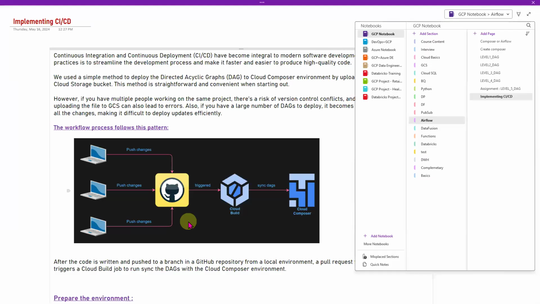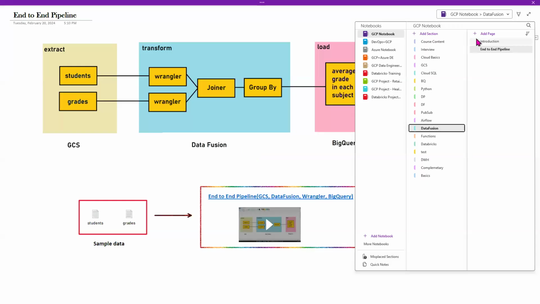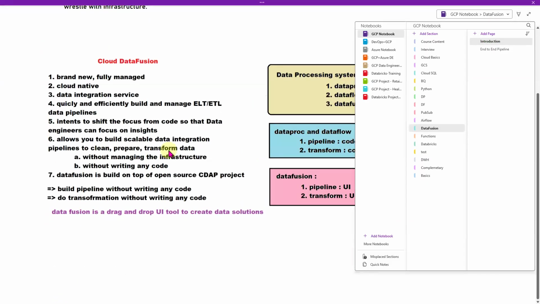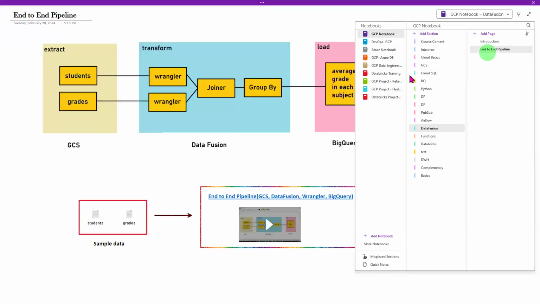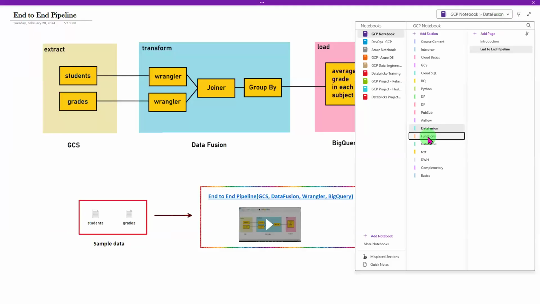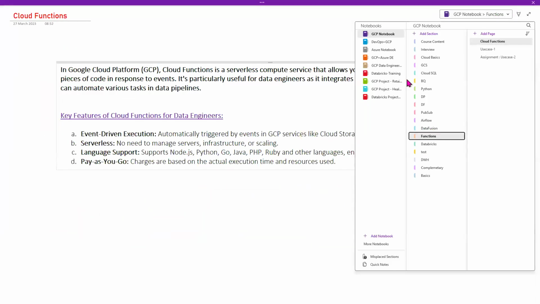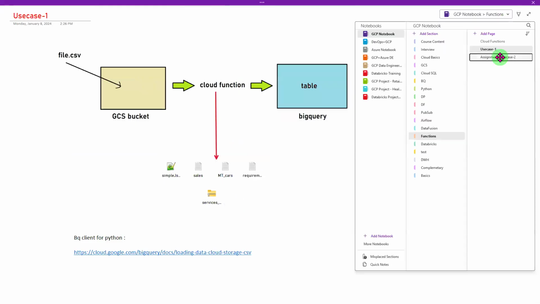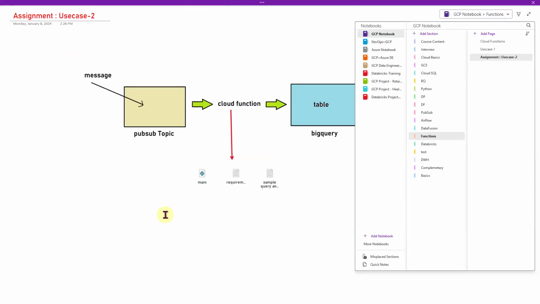Yes. And again, Data Fusion also. What is Data Fusion and how is it useful for creating a pipeline using the interface method, an end-to-end pipeline? Data Fusion is complementary. You have a video attached here. And similarly, Cloud Functions. What is a Cloud Function? The features of Cloud Functions. Use case 1, a real-time use case, and use case 2, an assignment for you.